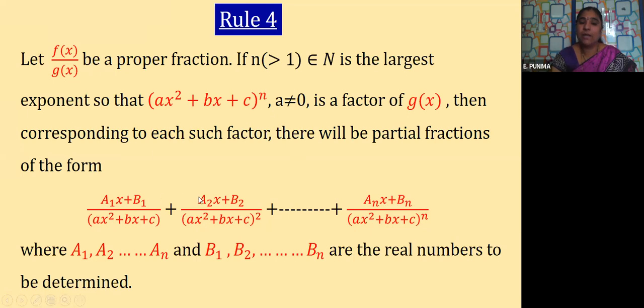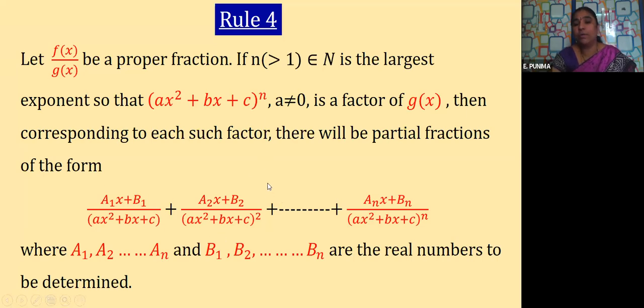Here the constants a1 to an and constants b1 to bn are to be determined. By seeing this expression, do you remember rule 2? Has it come to your mind or not? It is similar to that. Here, in place of just a quadratic factor, there you had a linear factor. And here, because it is a quadratic factor, the numerator term will be a1x plus b1. So this is a mathematical representation of rule 4.